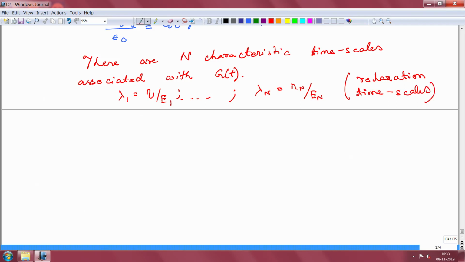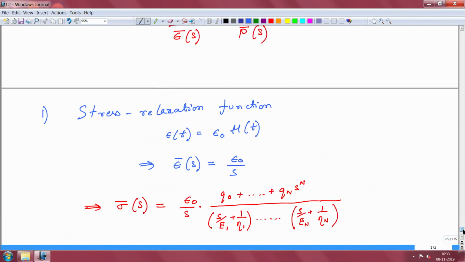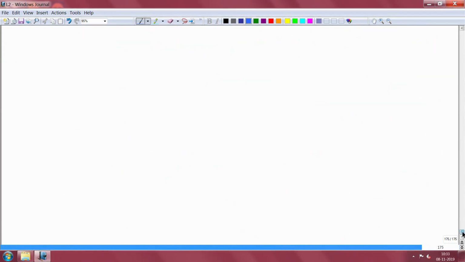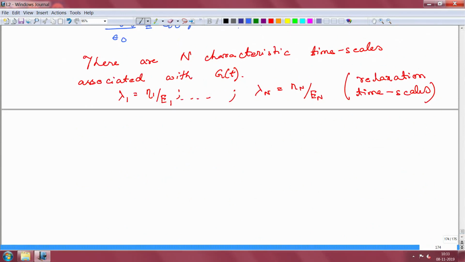So, what we have done now, we can again redo for the creep response. We did the stress relaxation function. Now we will do the other one, which is the creep compliance function or the creep response. Let us look at the creep response.